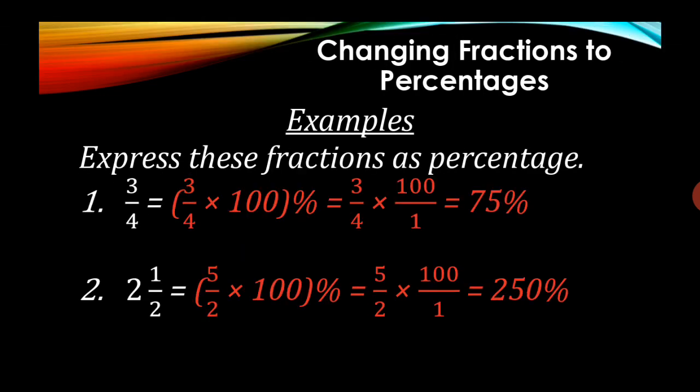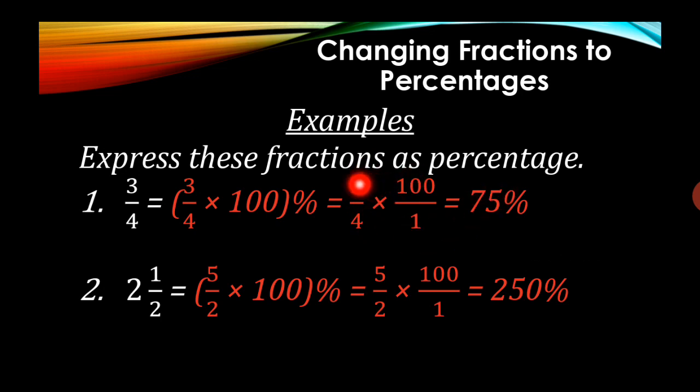Now let's quickly go to changing fractions to percentages. Let's see how we change fractions into percentages. All of them are in fractions, so we see how they change into percentages. The first one says 3 over 4. How do you convert 3 over 4 to a percentage? Anytime you are changing any fraction or even a number to a percentage, you multiply it by 100%. Now 3 over 4 times 100 over 1.